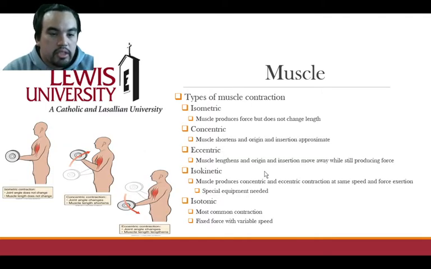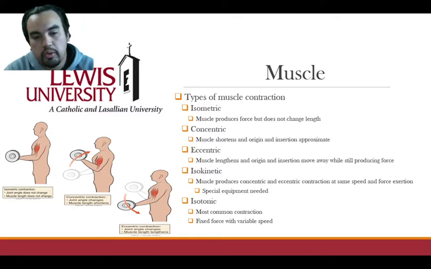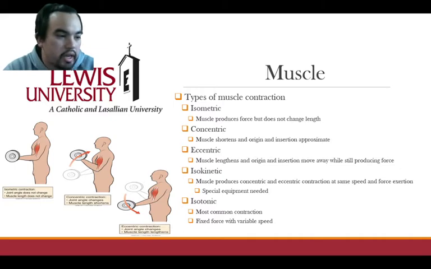Muscle contractions, another review, just because I feel we need it. Isometric muscle contractions are when the muscle produces a force, but it does not change length. So if you put your hand under the desk or table you're sitting at, and you contract your arm, and the table doesn't move, but your muscle is creating a force and you're pushing into that table, that is what we call an isometric contraction.